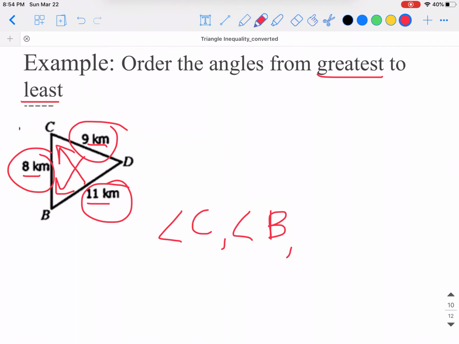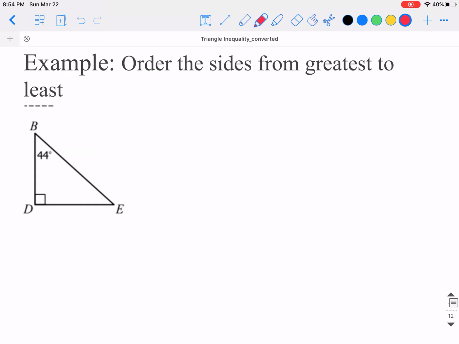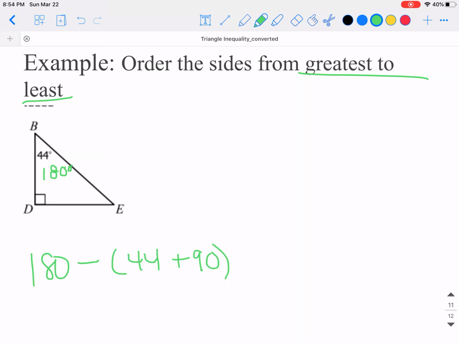The last example is ordering the sides from greatest to least. So now we're ordering from greatest to least, so we're looking for the largest angle first. In this example, we're given two angles of our triangle. We always know the three angles of a triangle have to add up to 180 degrees. So we can find angle E by doing 180 minus 44 plus 90. That's going to give us angle E is 46 degrees.